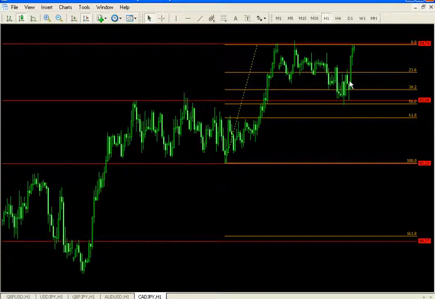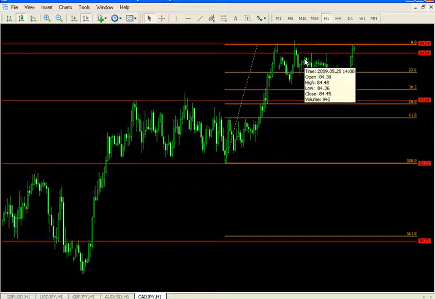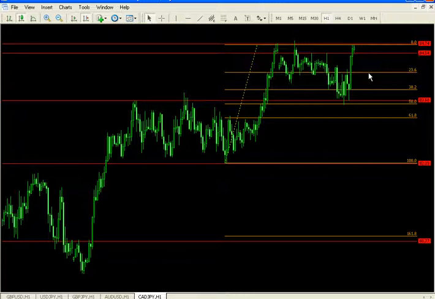On the high of that pin, I did take a long position. Initially, my target was this area here, so the 8454 level. So I did exit at that level there, but again, there's around about a 2 to 1 risk reward ratio.